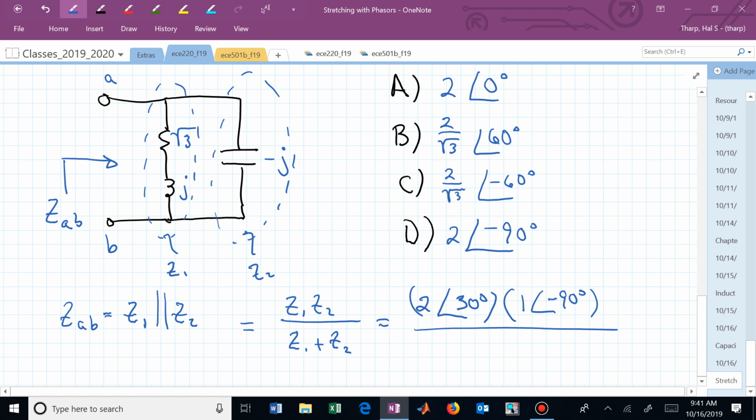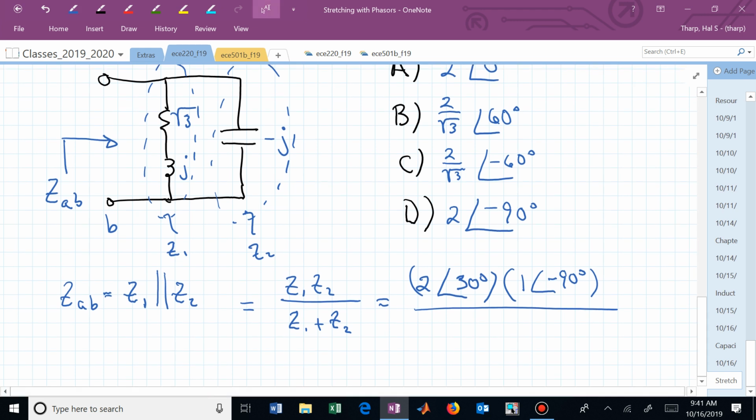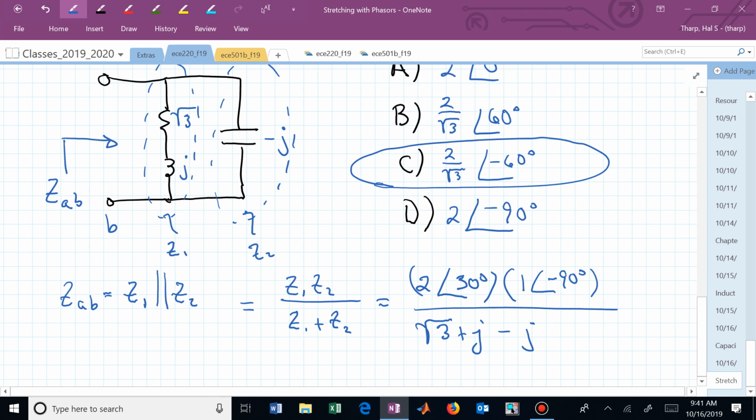And the bottom, well, that's now asking us to add. Maybe we keep everything in rectangular form. We know Z1 is the square root of 3 plus j, and Z sub 2 was minus j. The j's cancel, and now we're just dividing by the square root of 3. And upstairs we have a magnitude of 2 at what's the angle? Minus 60. And so we should have C as our answer for that.